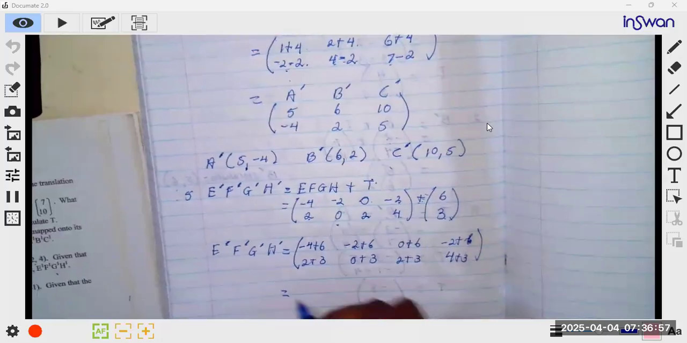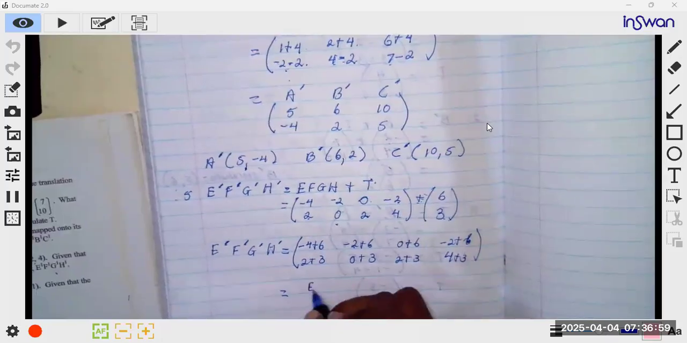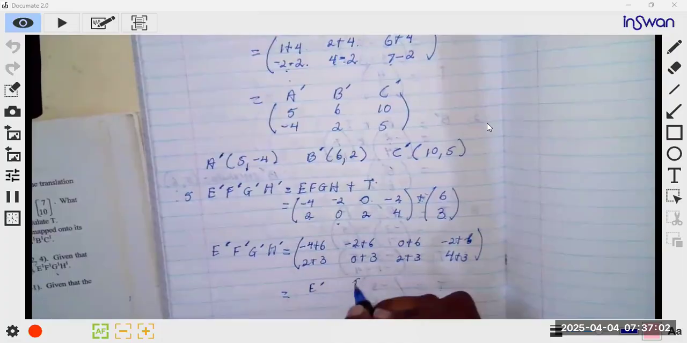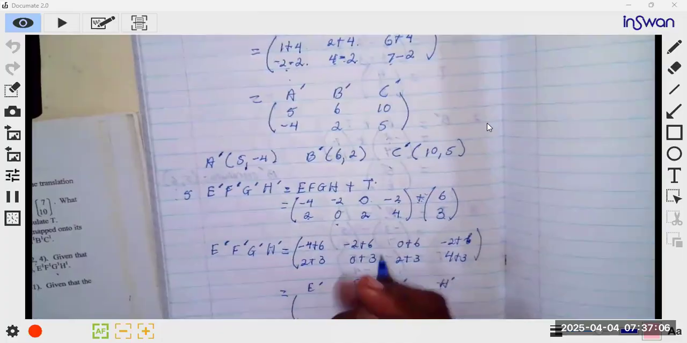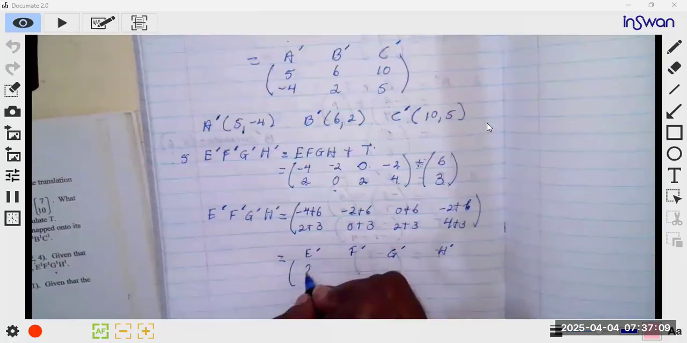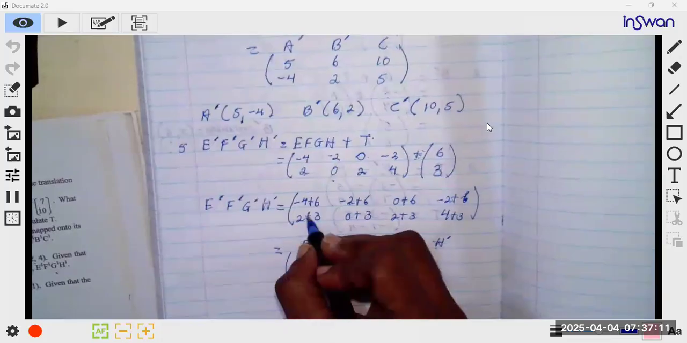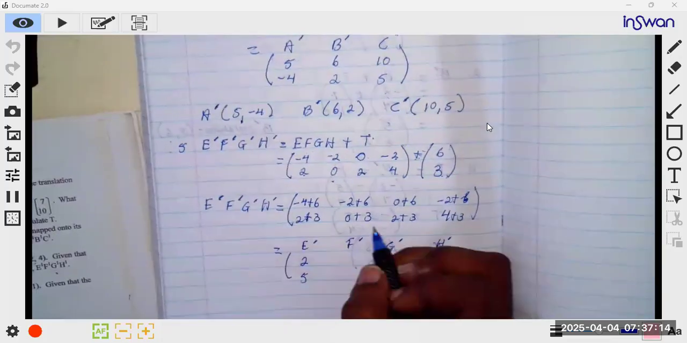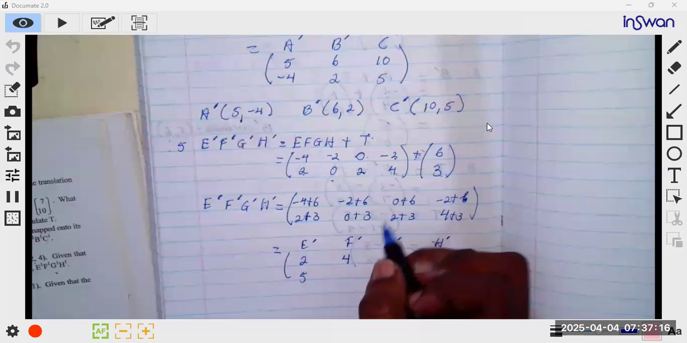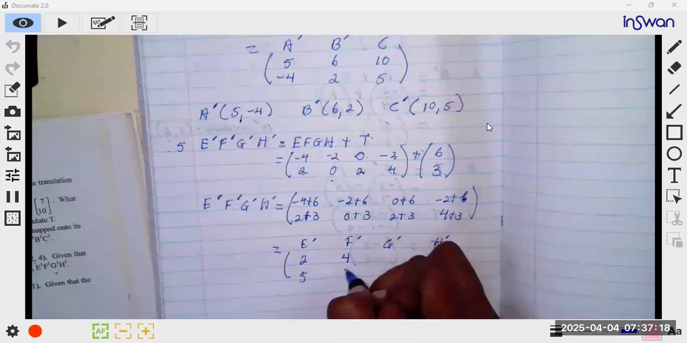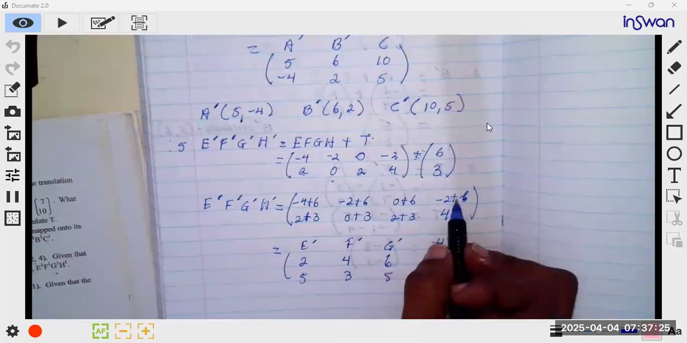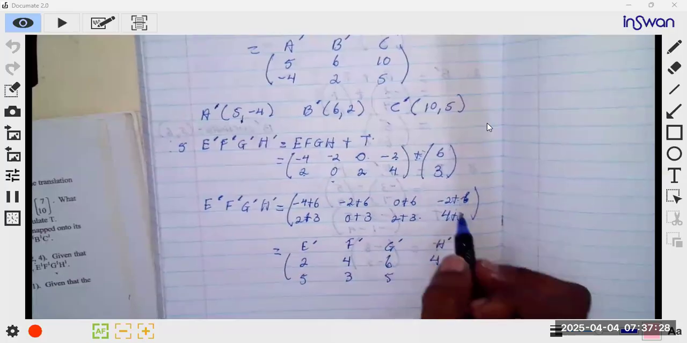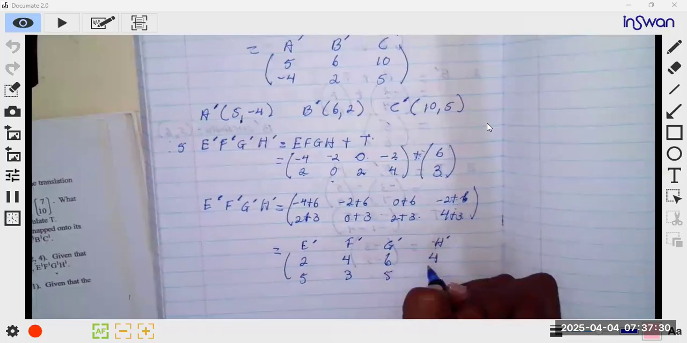So you get your final answers being E prime, F prime, G prime, H prime. Minus 4 plus 6 will be 2. 2 plus 3, 5. Minus 2 plus 6 is 4. 0 plus 3 is 3. 0 plus 6 is 6. 2 plus 3 is 5. And then minus 2 plus 6 is 4. 4 plus 3, it's 7.